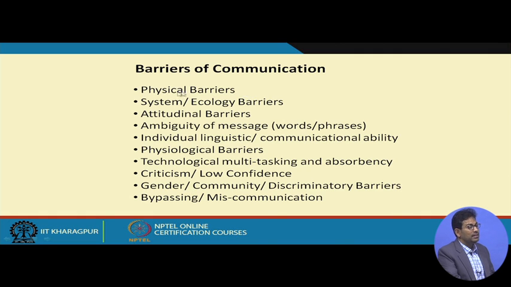So the first barrier which comes into the picture are the physical barriers. There are various physical barriers which come in terms of communication. Say physical or systems or ecological barrier. Say for example, you are trying to communicate with a person who is very far away, whom you can't see or interact with in person. So there could be some amount of barrier coming in terms of communication.